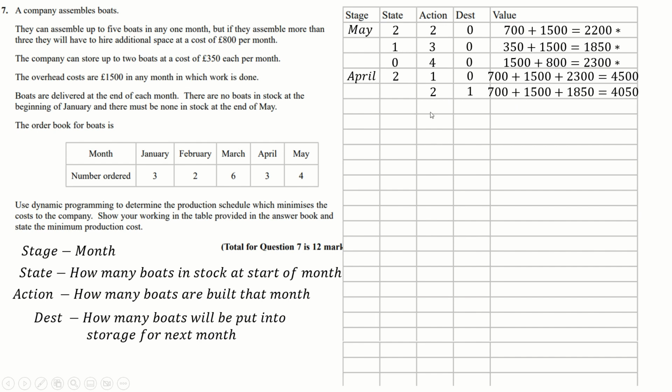One final strategy would be to build 3 boats and put 2 in storage, which means building 3 boats, having 2 in storage is this, building 3 is this, and then having 2 at the start of May is this much to finish, and you get this.